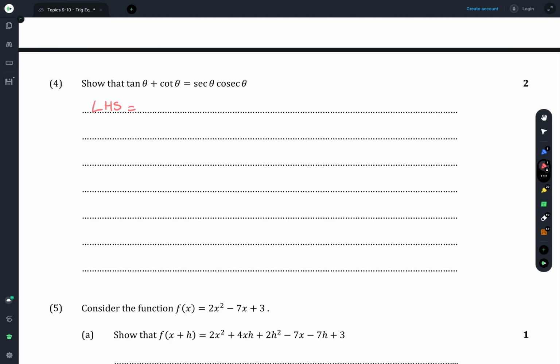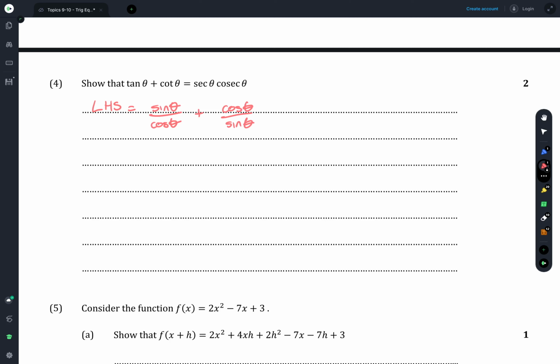The reason why I'm choosing the left-hand side is because I have tan and cot, and I know some identities involving tan and cot. Tan, first of all, is equal to sine theta over cos theta. And therefore, cot, which is the reciprocal of tan, is cos theta over sine theta. So I've changed this tan to be sine over cos, and this cot to be cos over sine.